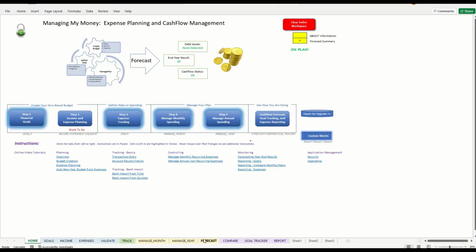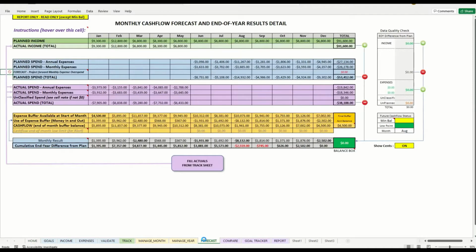So first let's look at the Forecast tab, since we're talking about forecasting. This is the report that shows your monthly cash flow forecast and end of year results in detail. My budget starts in January and goes through December, and you can see that for my actuals, I've gotten income in through May, and everything from June forward is projected into the future. So June is the current month, and June and forward is the future.